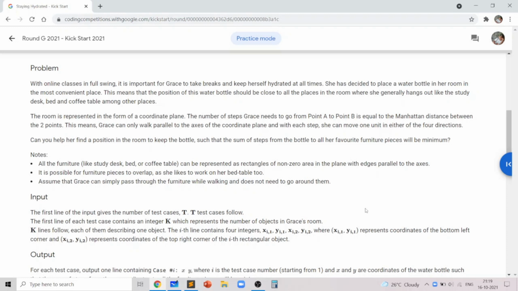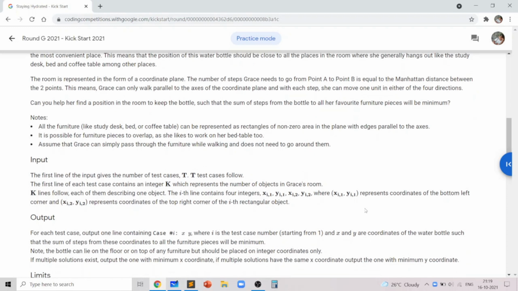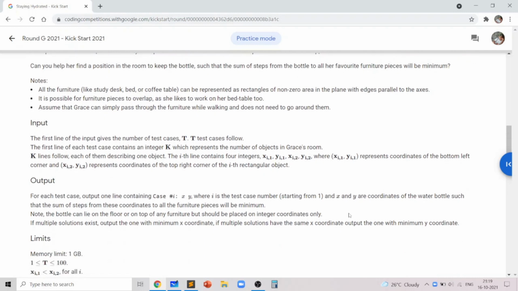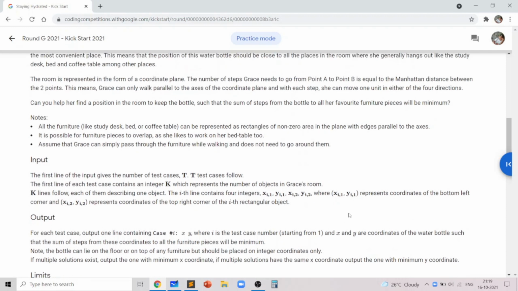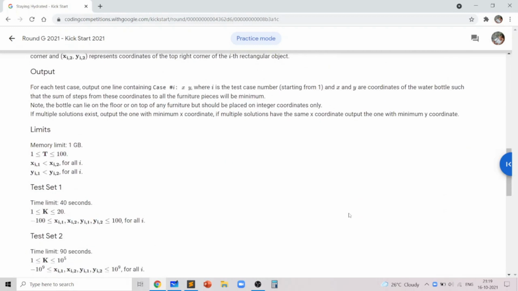So in this problem we are given k objects and each object is a rectangle. We are given the coordinates of the rectangle, basically the bottom left and the top right coordinate of the rectangle, and we need to choose a point such that the sum of the Manhattan distance of that point from each of the rectangles is minimized.